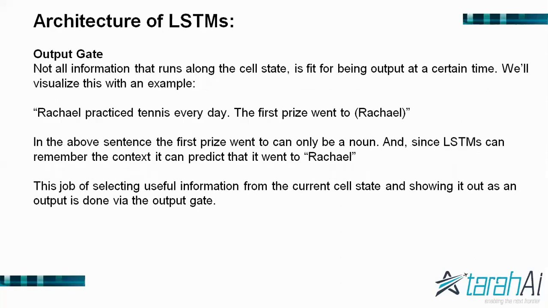Then in terms of the output gate, it's not that all the output of the input gate is required to be output. For example, Rachel practiced tennis every day. The first prize went to. In the above sentence, the first prize can only go to a noun. Since LSTMs can remember the context, it can predict that it should go to Rachel. So selecting useful information from the current cell state and showing it as output is what is done by the output gate. So the combination of these three is what gives the power of long-term and short-term memory, overcoming the vanishing gradients problem for LSTM.